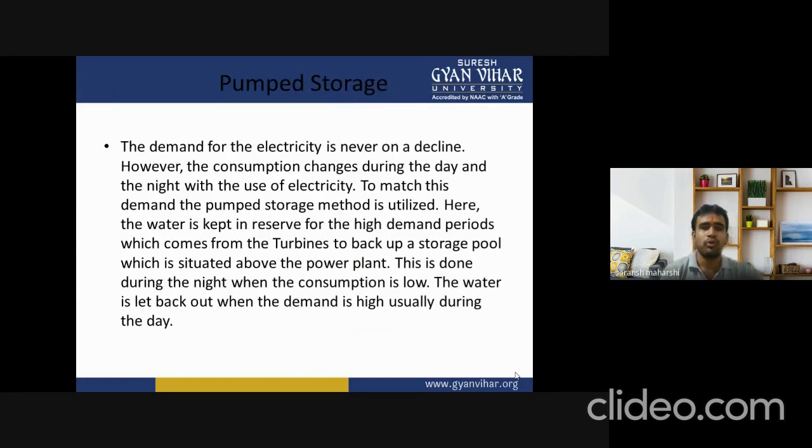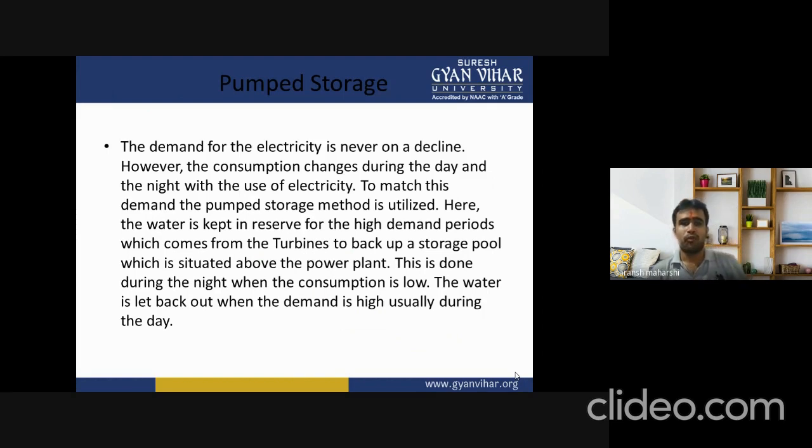Now we will discuss pumped storage. The demand for electricity is never on the decline. However, the consumption changes during the day and the night with the use of electricity. To match this demand, the pumped storage method is utilized.